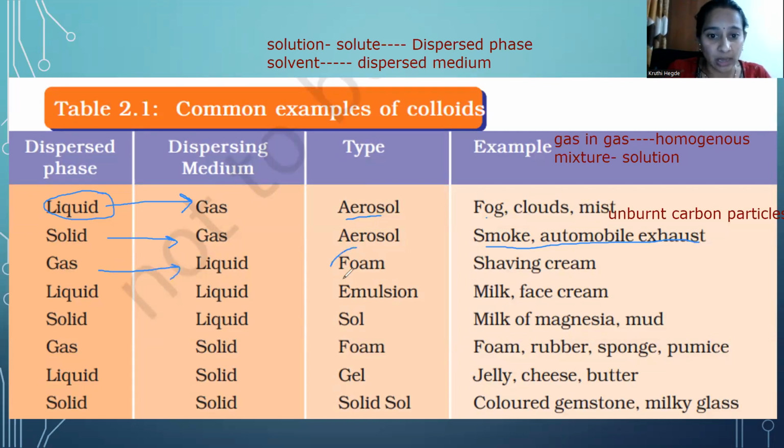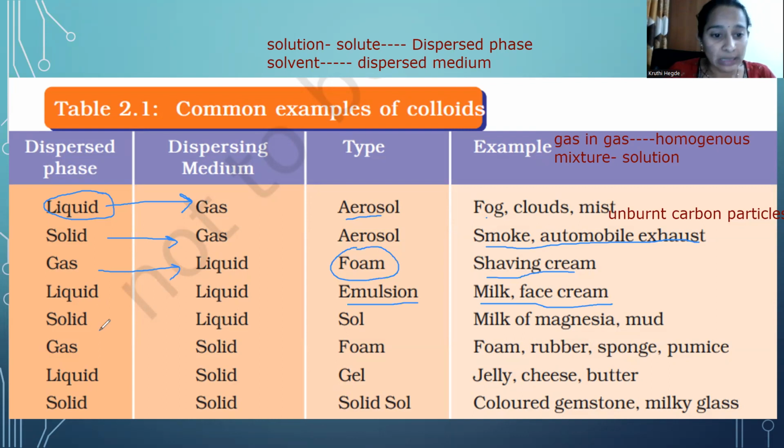Foam is like shaving cream. Now it will be called foam. When you do a birthday bash and spray, that is foam. Next, liquid in liquid is called an emulsion. Emulsion is like milk or face cream. These are also colloids. Milk is also an emulsion, liquid in liquid water. Face cream is also an emulsion.